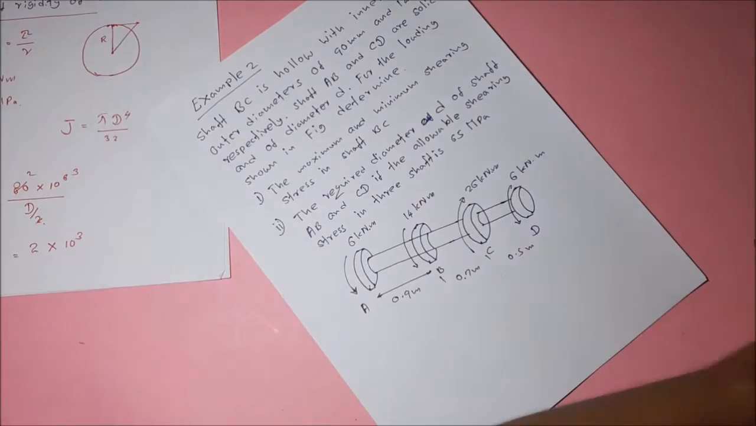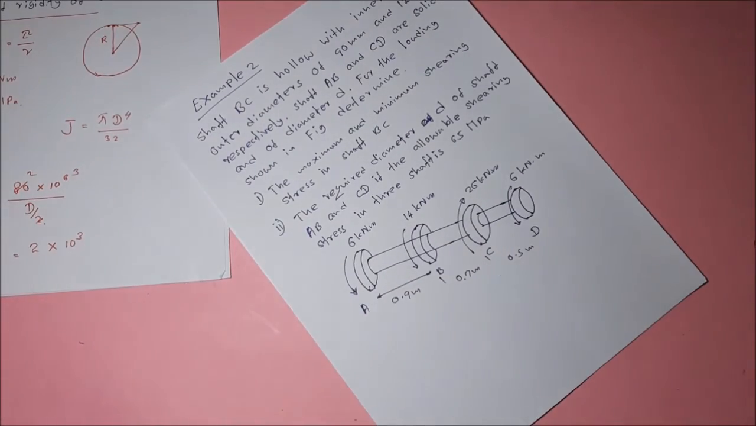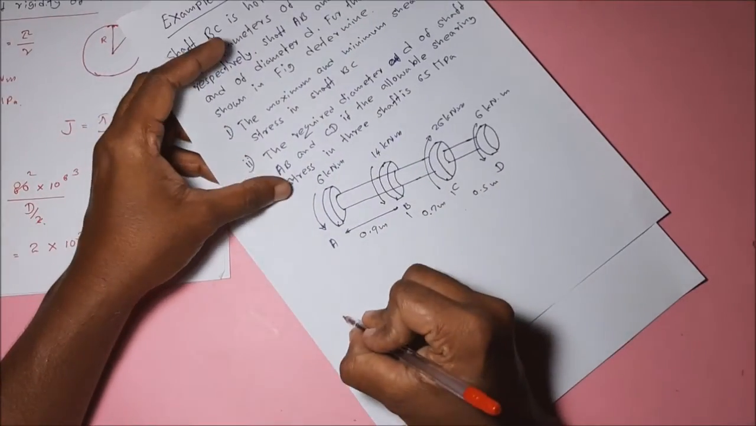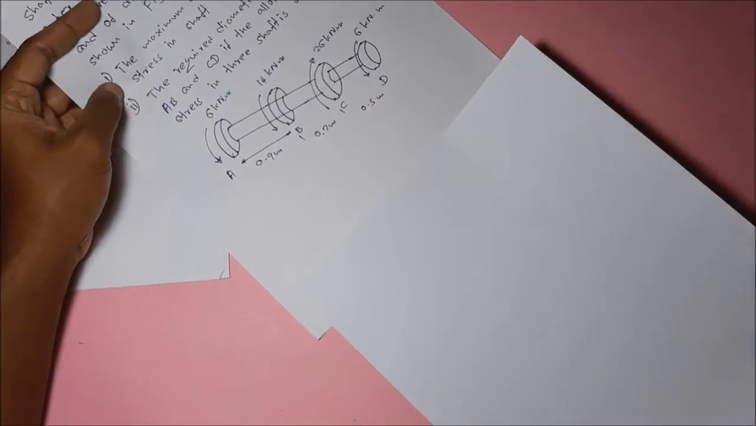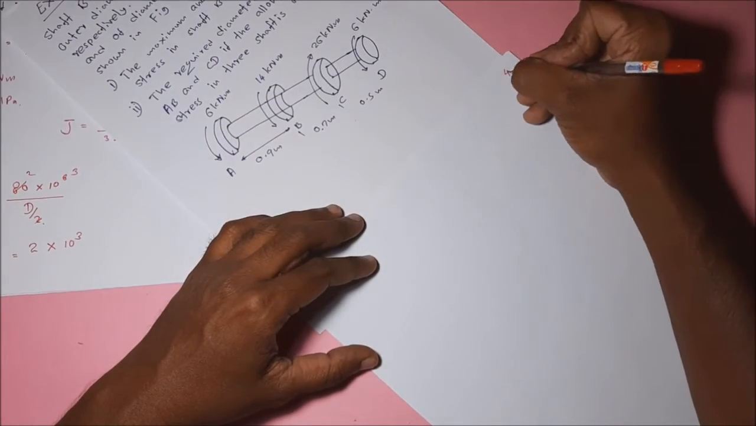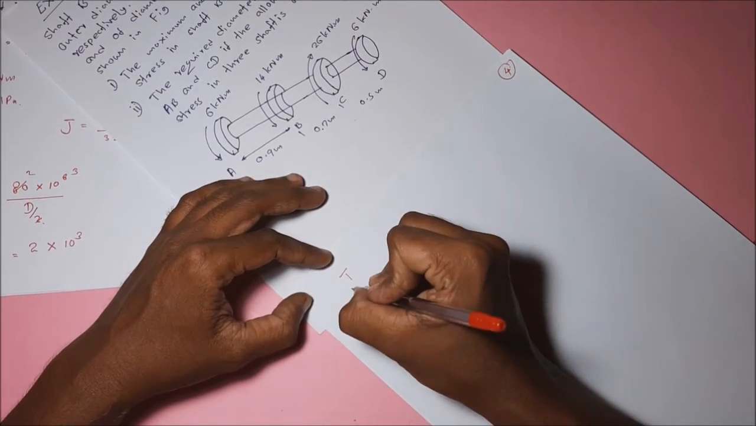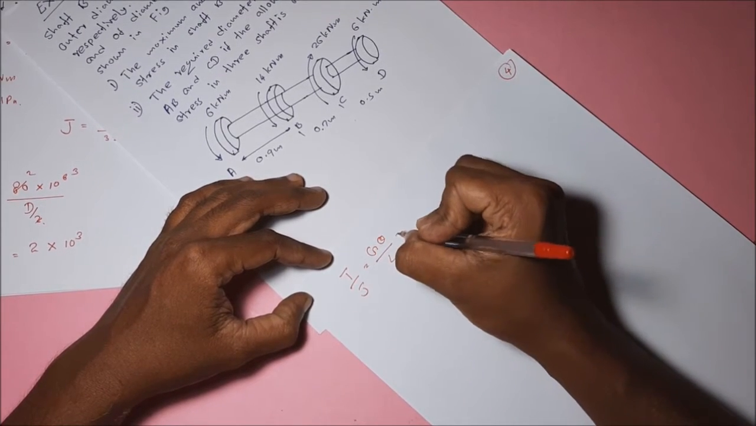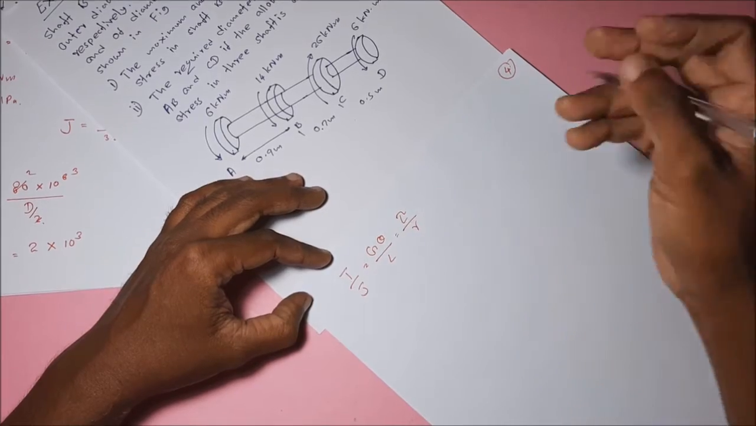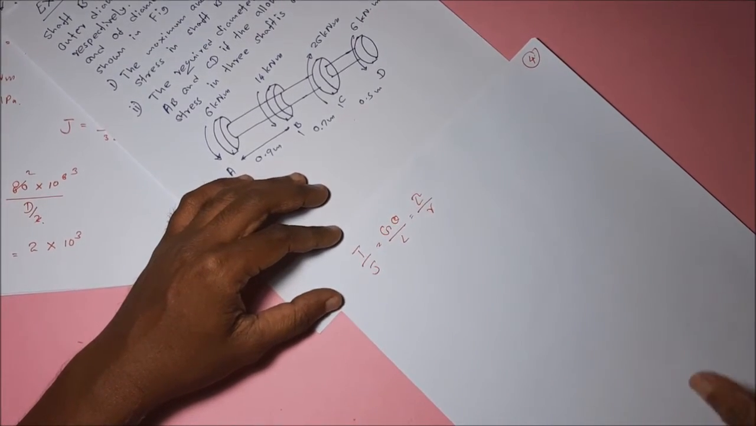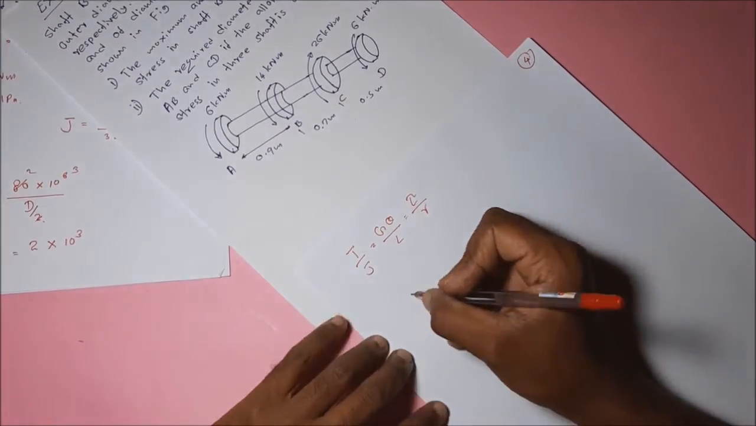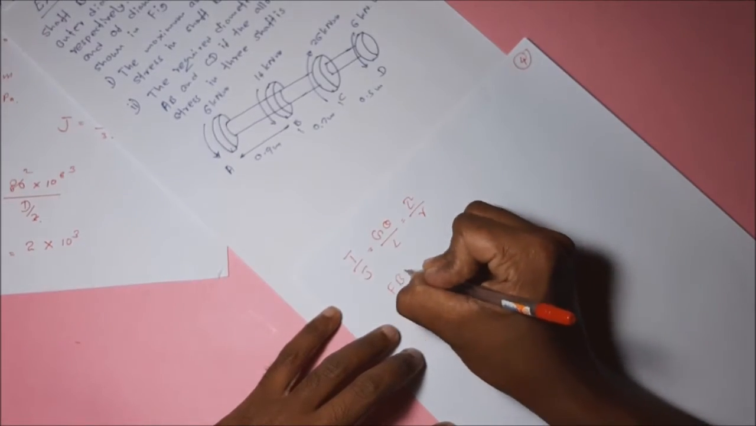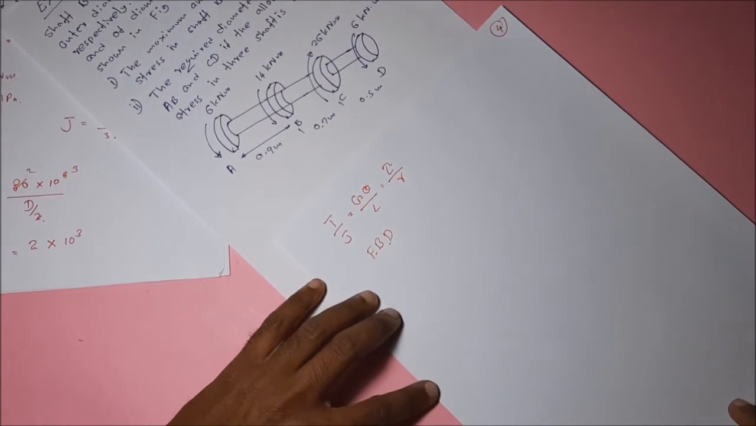The solution: first I'm going to write the torsion formula. T over J equals G theta divided by L equals tau over R. We are going to use this equation to find the unknowns and solve this problem. So for the first initial step I will draw the free body diagram for the given shaft.